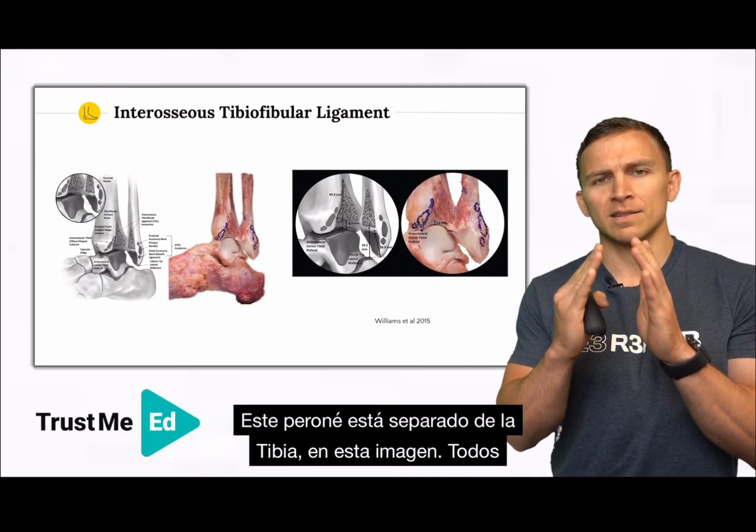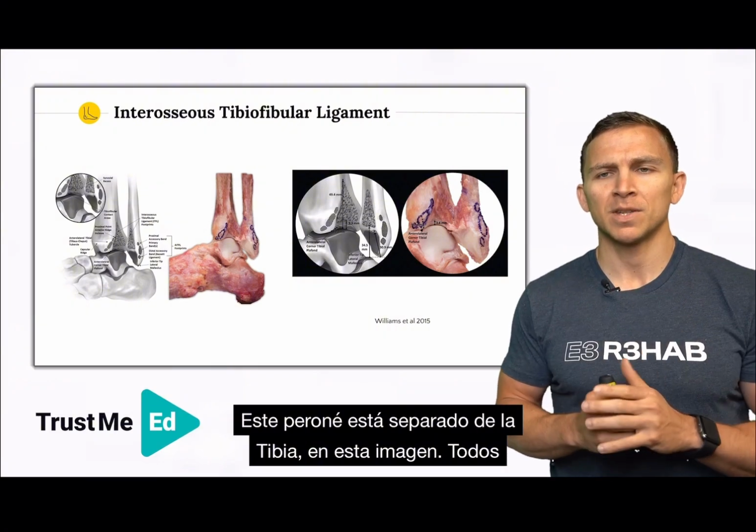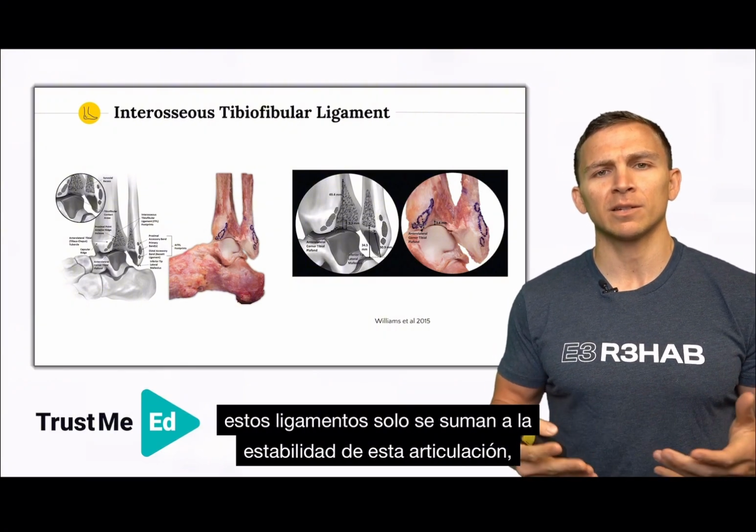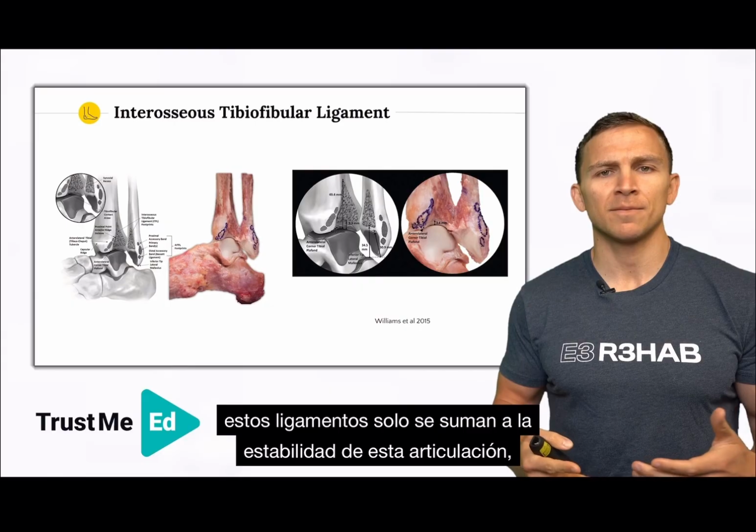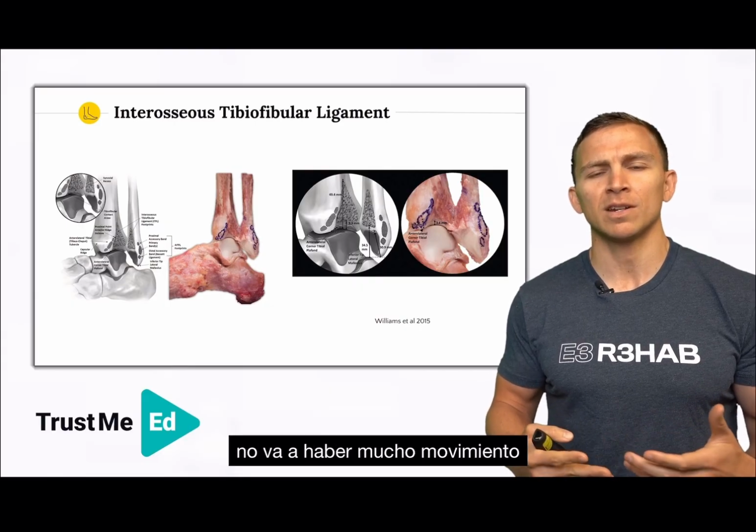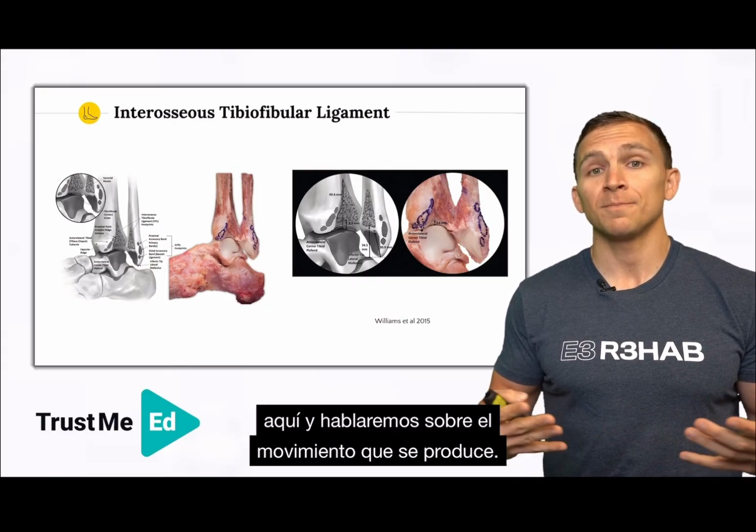This fibula is separated away from the tibia in this picture. And all of these ligaments are just adding to stability of this joint. There's not going to be a lot of movement here, and we will talk about the movement that does occur.